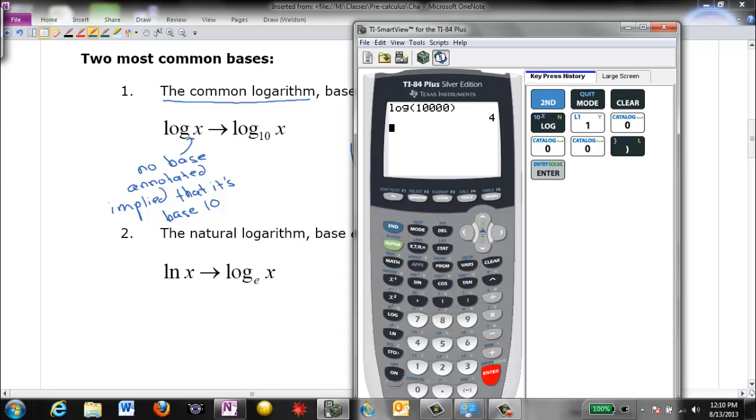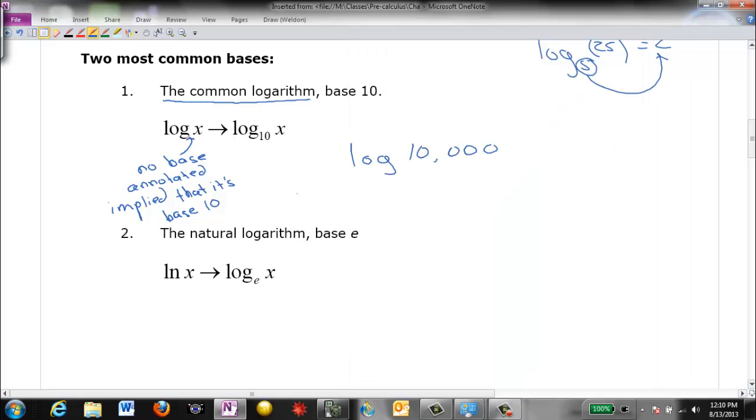Remember, your calculator can only operate in base 10 or base E, so this log key that you see over here is simply a log base 10 button, so it's automatically going to assume a base 10. So what this means is that log base 10 of 10,000 equals 4. You have to remember there's an imaginary 10 there. It's there, we just don't annotate it.